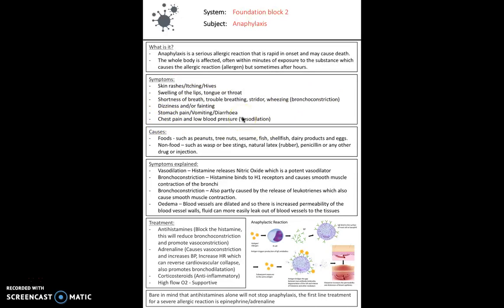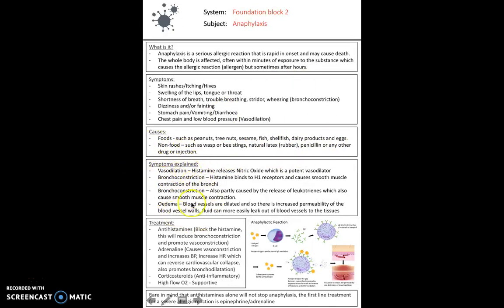So how do these happen? It can happen for a variety of reasons. So foods can cause anaphylaxis, such as peanuts, tree nuts, sesames, fish, shellfish, dairy products and eggs. Or non-food products can also cause it, so latex particularly is a big one in hospitals, penicillin as well, and other drugs can also cause anaphylaxis.